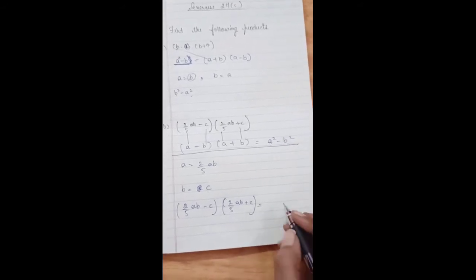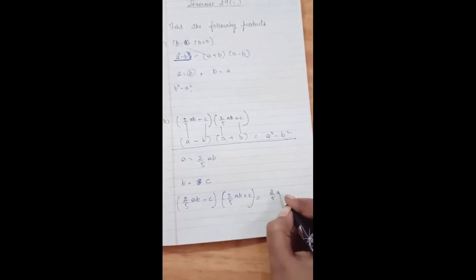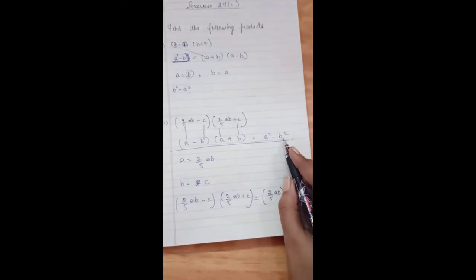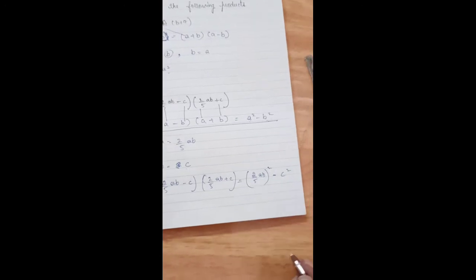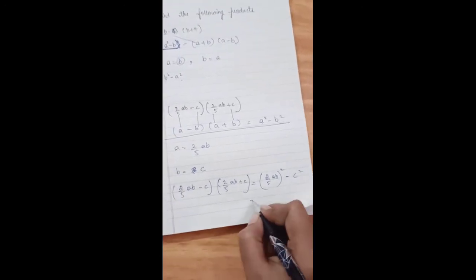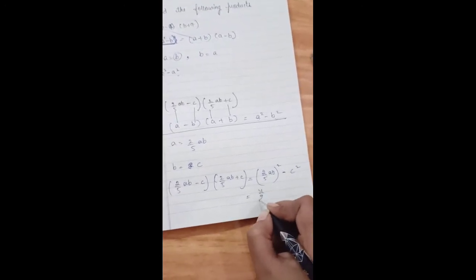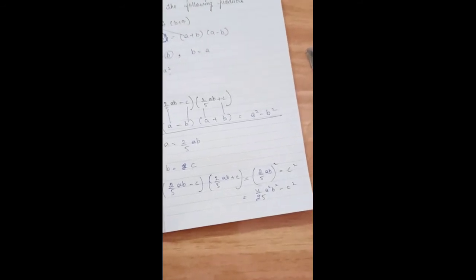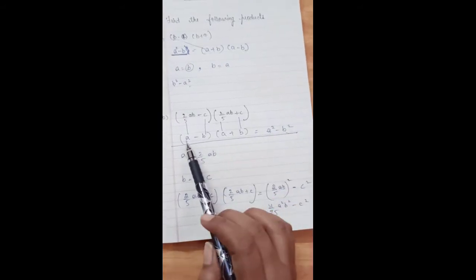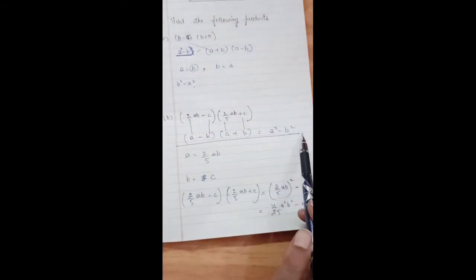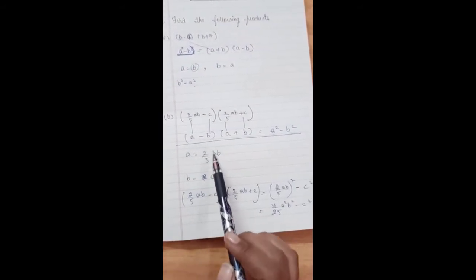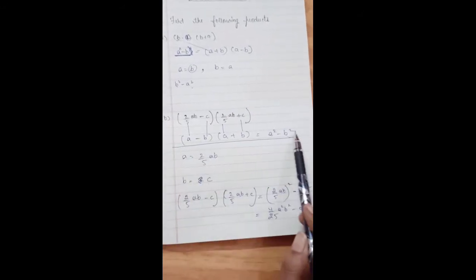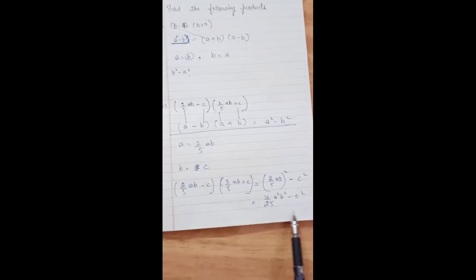So A, we have A 2 upon 5 AB square minus C. B is C, so minus C square. So here we get 4 upon 25 A square B square minus C square. Clear? When you compare this with the identity, you will get the value of A and B. Now we put these values in this identity, so you get the answer.